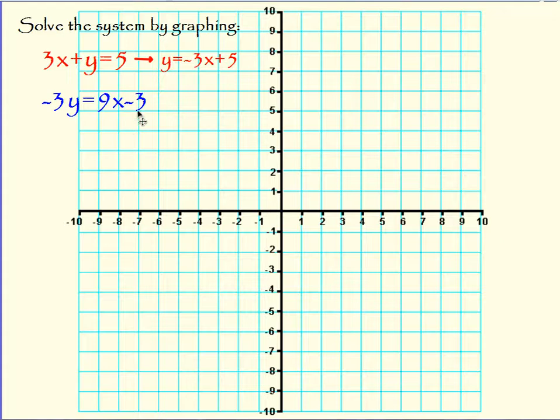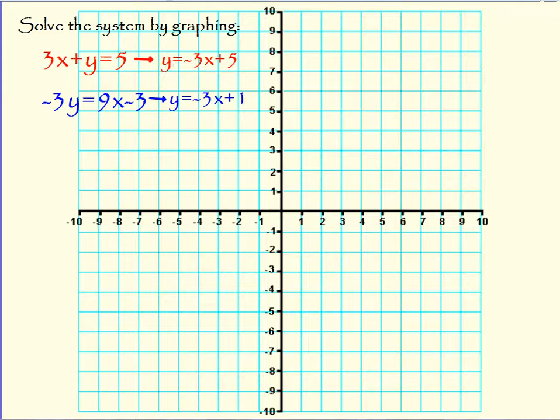I'm going to do the same thing to the second equation. I get slope-intercept form, or isolate y, by dividing everything by negative 3. That's going to give me y equals negative 3x plus 1.